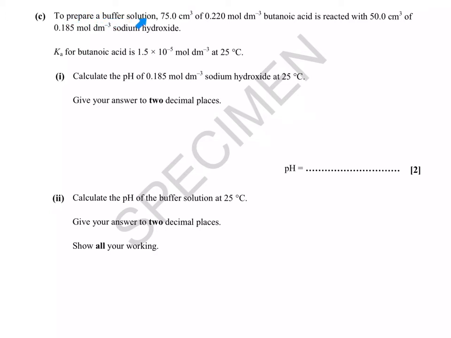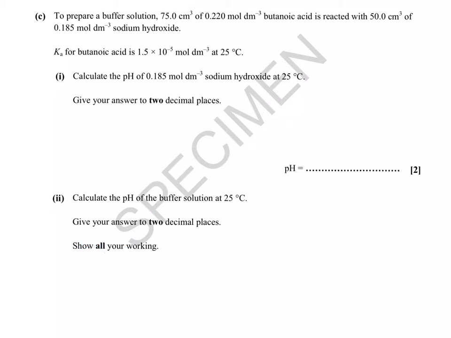So to prepare a buffer solution, 75 cm³ of 0.220 mol per dm³ butanoic acid is reacted with 50 cm³ of 0.185 mol per dm³ sodium hydroxide. Calculate the pH of this buffer at 25 degrees C. Give your answer to 2 decimal places.